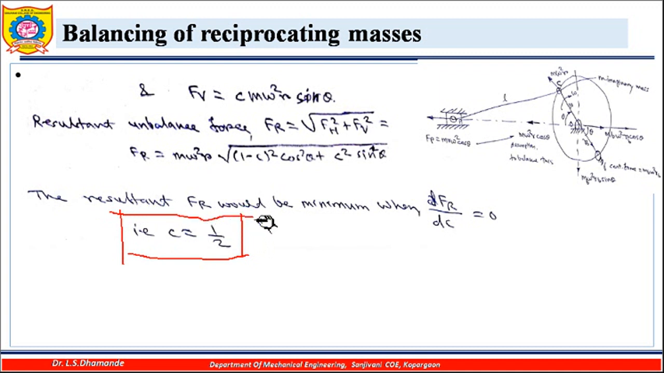It means still there will be remaining 50% force will always be there on those engines, and therefore you will always experience the vibrations in the IC engines.